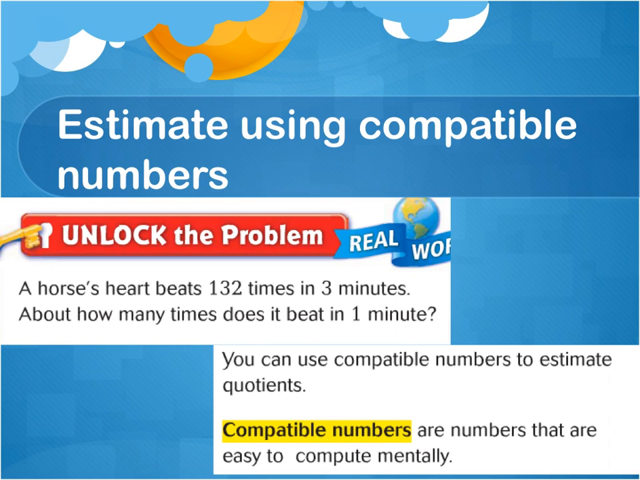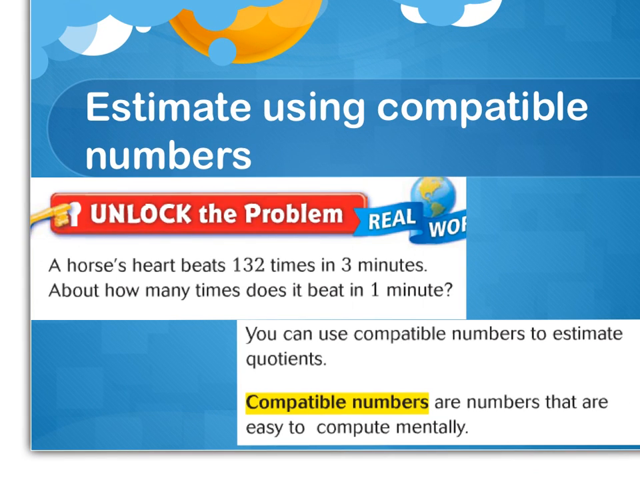Let's look at another problem. While listing multiples is one way to solve a problem, you can also use compatible numbers. Compatible numbers are numbers that are easy to compute with mentally. Think about this. A horse's heart beats 132 times in 3 minutes. About how many times does it beat in 1 minute?